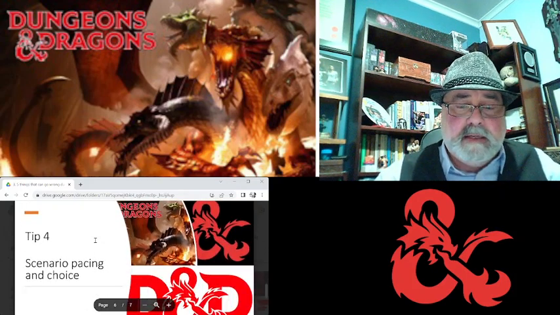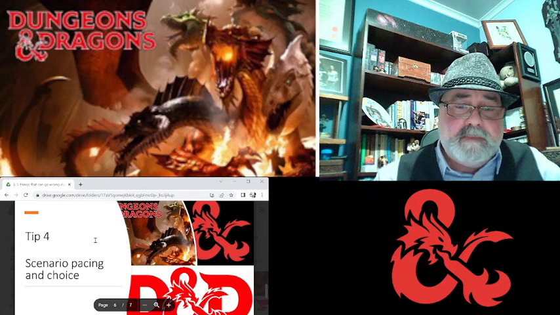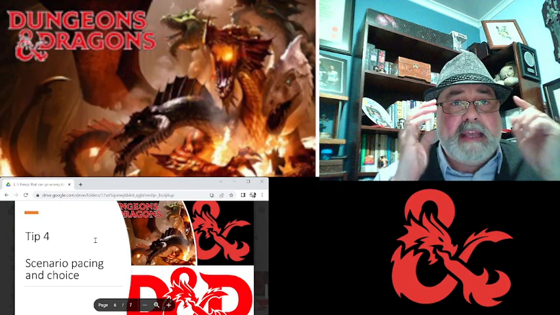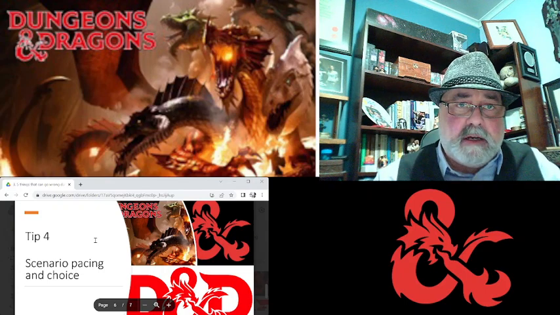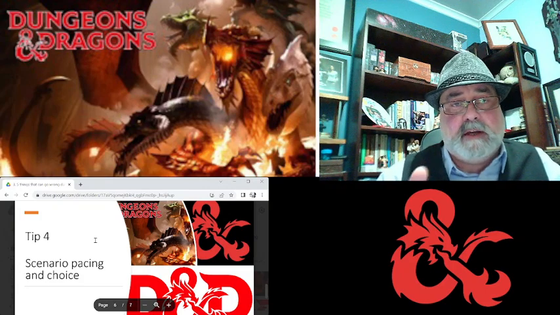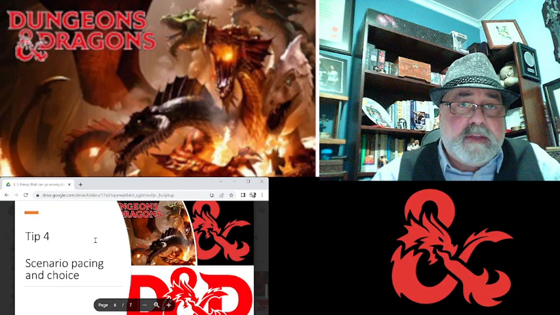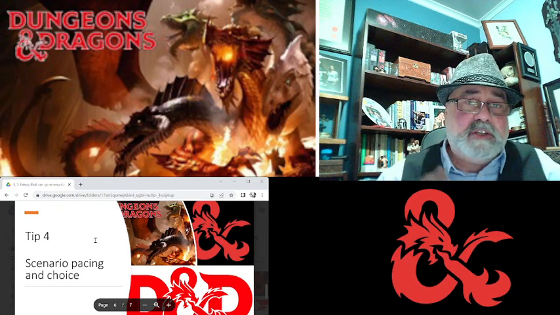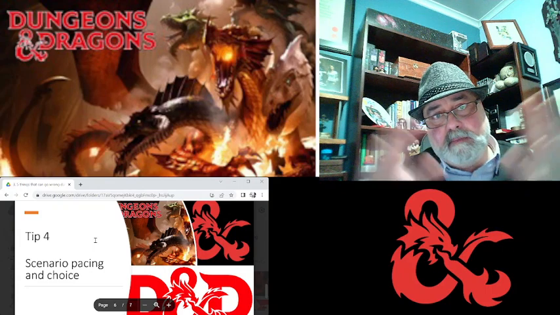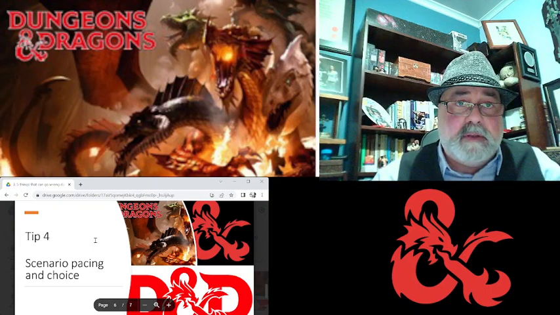Tip 4, scenario pacing and choice. Two things here, too fast, too slow. Sometimes, and again, this might come back to your play style or your DMing style, sometimes you need to get your pacing right. So I tend to probably overwrite stuff when I do things. And I'll try to judge whether the players are starting to go, oh, here he goes again, big long descriptions about stuff. And truncate that if possible.